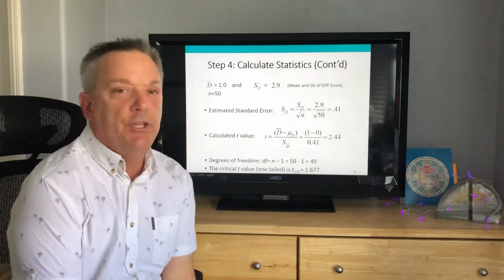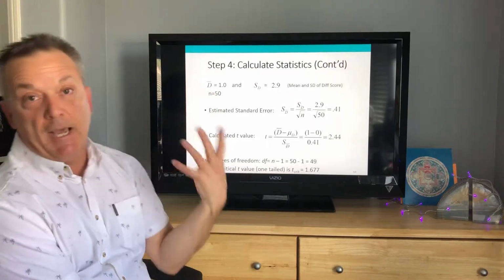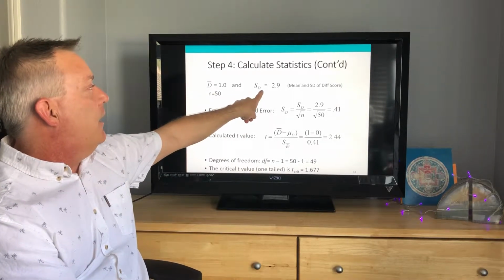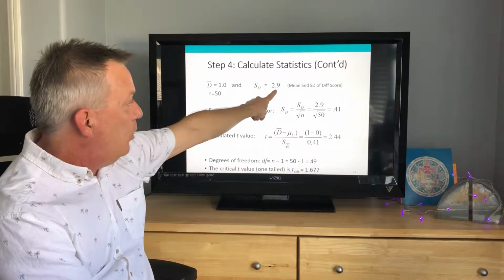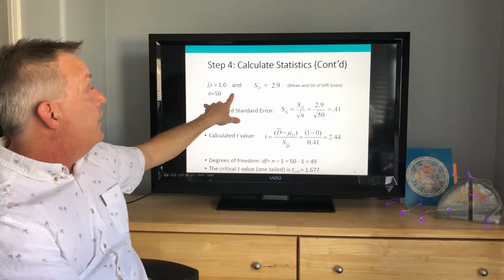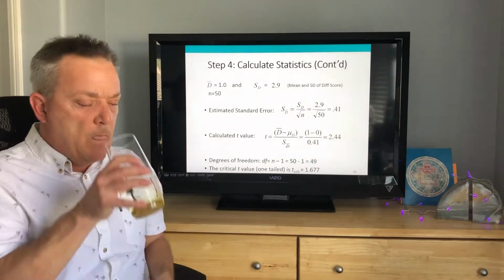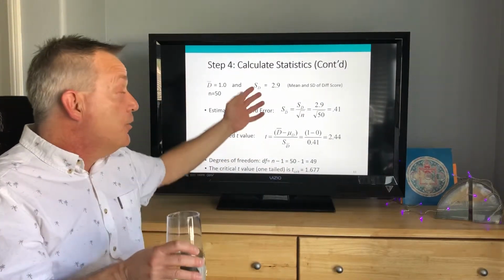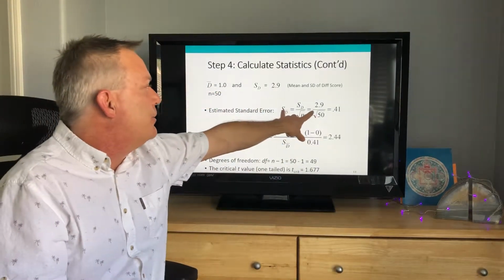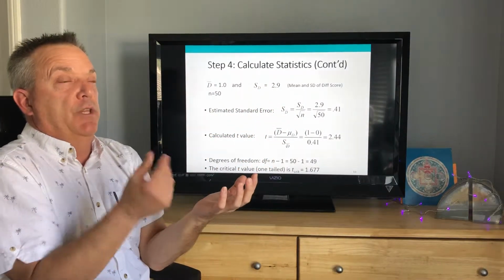Step 4 is to calculate the statistics. So we have the mean difference score in the example that they give. The mean difference score was 1.0, and the standard deviation of the difference score is 2.9. And n equals 50. So remember, before you start doing your tests, doing these by hand is just a simple matter of plugging in the right values, having the right values in front of you. Kind of like, what do they call that?